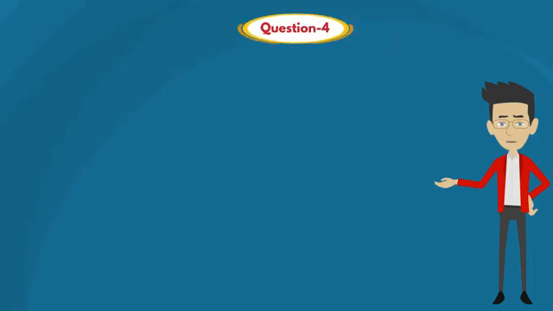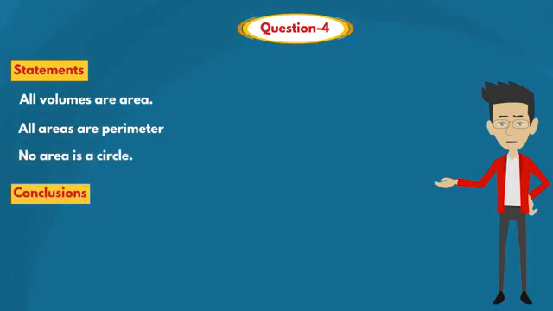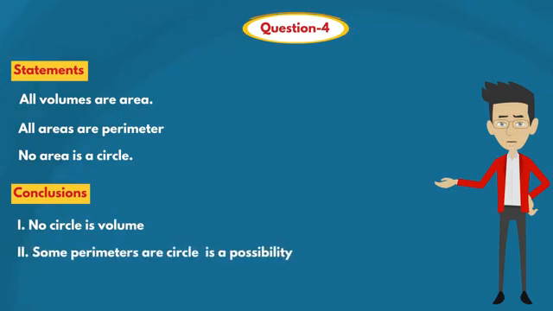Question number 4. Statements. All volumes are area. All areas are perimeter. No area is a circle. Conclusions. Conclusion 1. No circle is volume. Conclusion 2. Some perimeters are circle is a possibility.